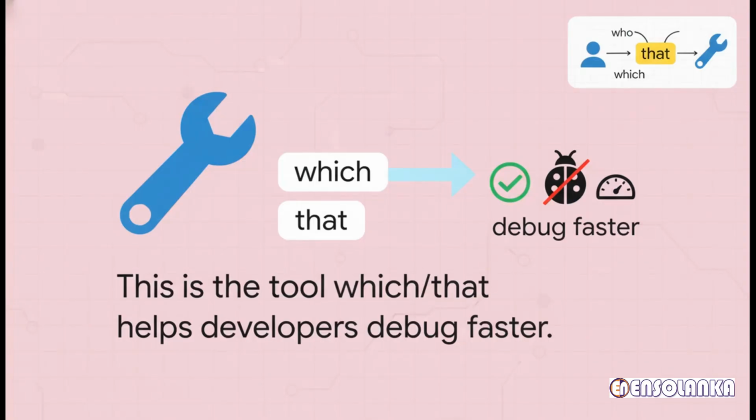Now for things like a tool, a file, or a server, you'll use which or that. For example, "this is the tool which helps developers debug faster." And again, that is a perfect and very common alternative. So the big takeaway for your daily work is this: who for people, which for things, and that, well, that is your flexible friend for both.